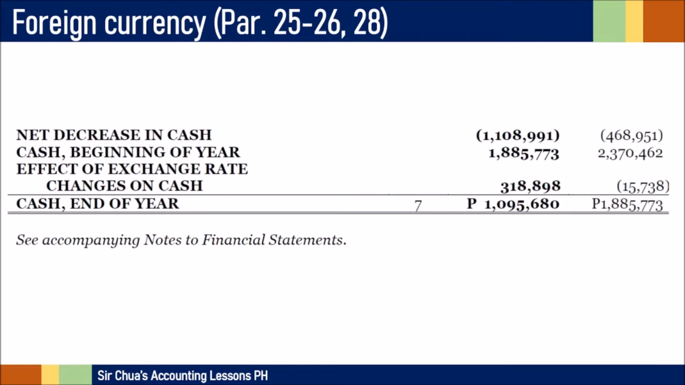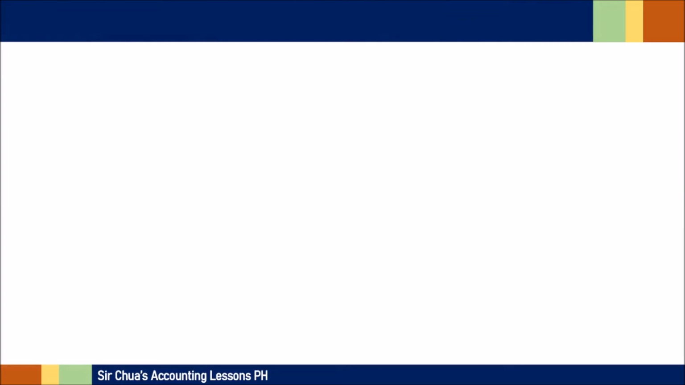It's not part of your operating, investing, and financing activities, but you will have a separate line item before you get the ending balance of cash, which is called the effect of exchange rate changes on cash, because it's not literally a cash flow, it's actually an adjustment because of the exchange rates that we are using. Okay, so you present it separately as a line item, but do not include it in any of your operating, investing, and financing cash flows. Okay, so that's how you do it.